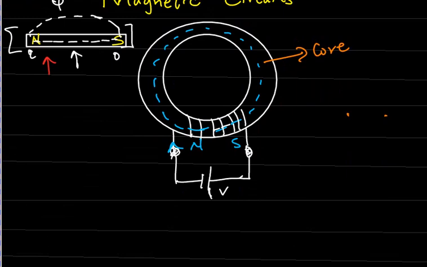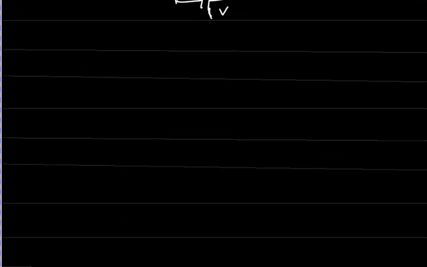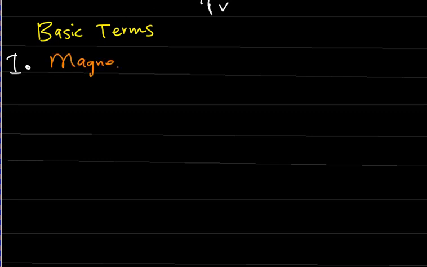Now let's look at the basic terms and formula, the basic terms that we need to know. The very first term is important. I'm very sure that you know this already. It is magnetic flux. We talked about this.